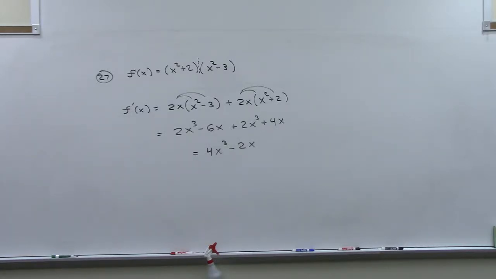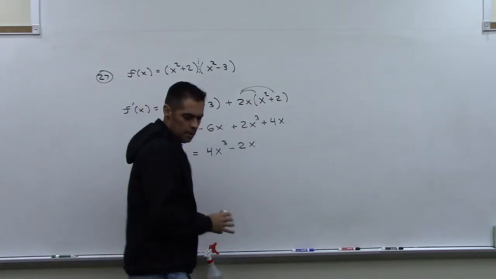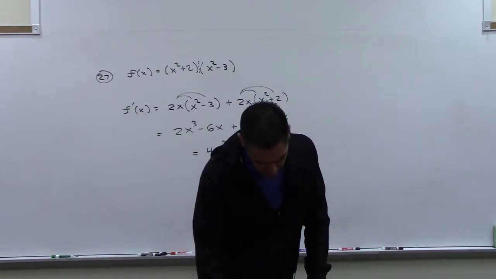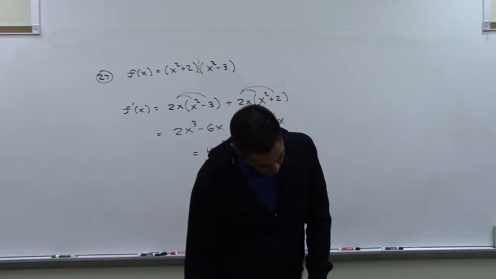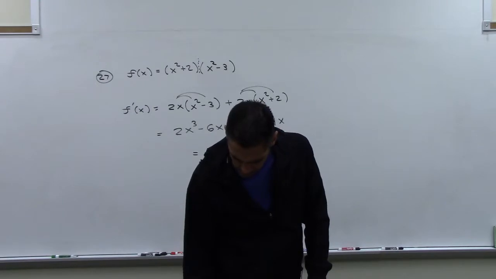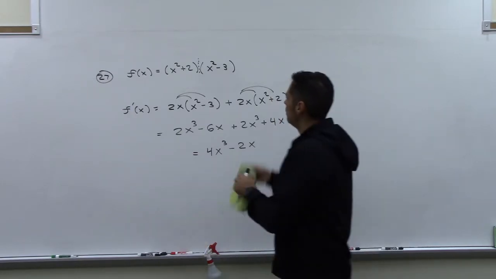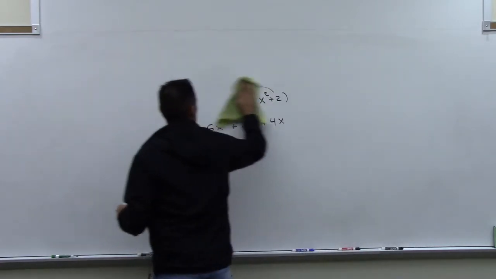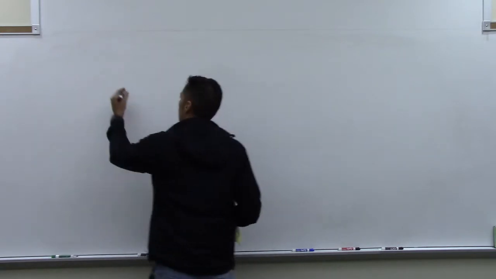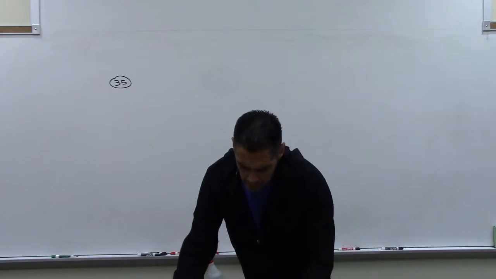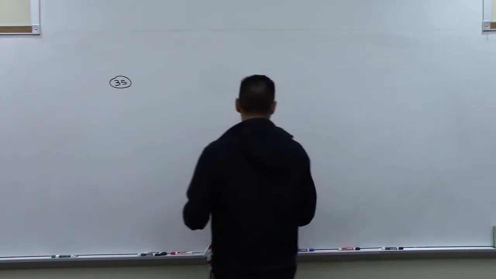Okay, so now I'm going to do a couple of problems back in 10.7. So I'm going to go back to 10.7, and I'm going to do number 35 and 39 and 41. So 35. Okay, so number 35. It's a cost analysis problem.